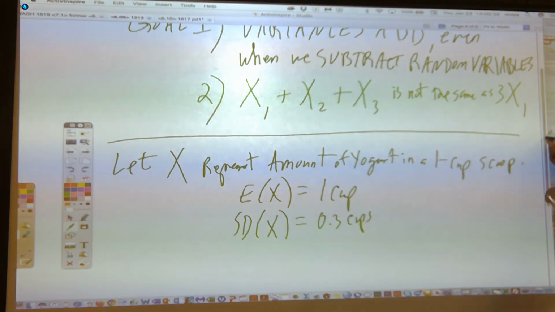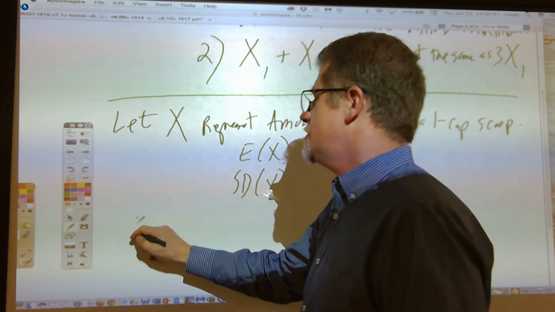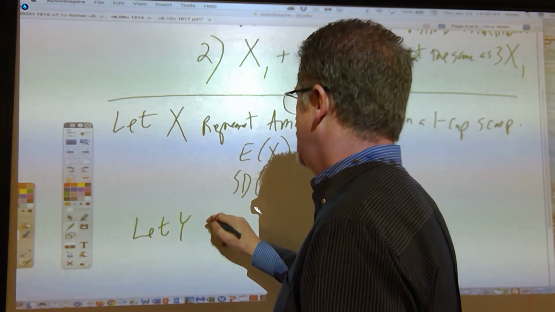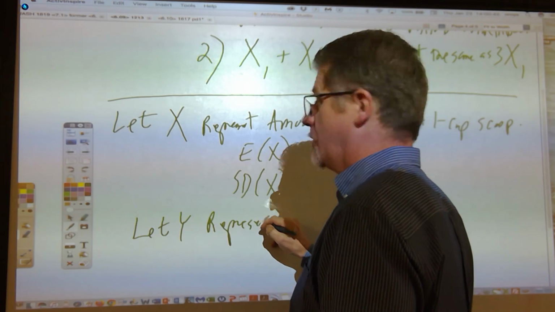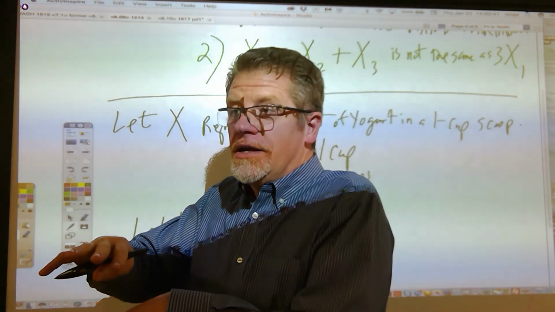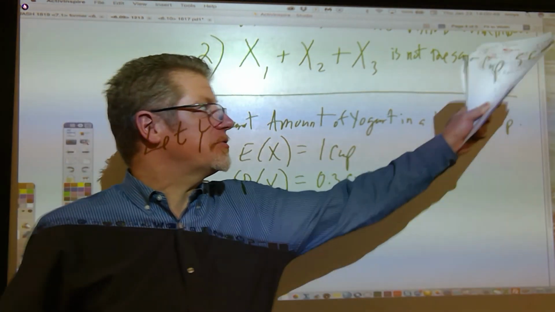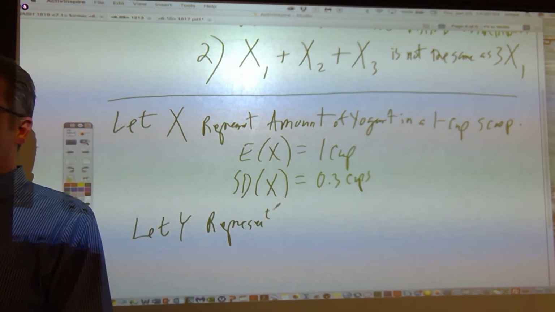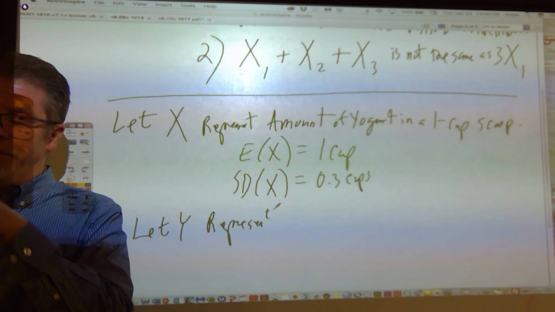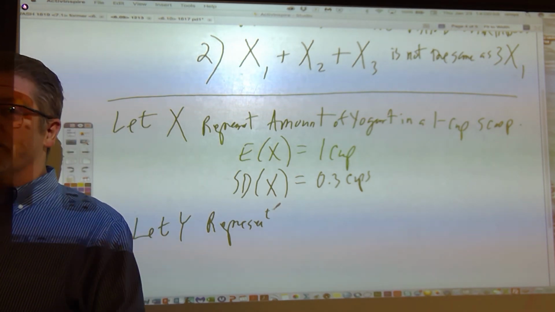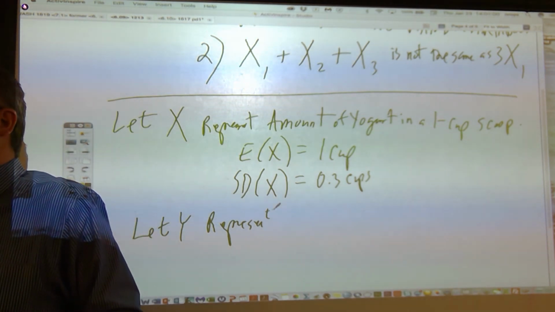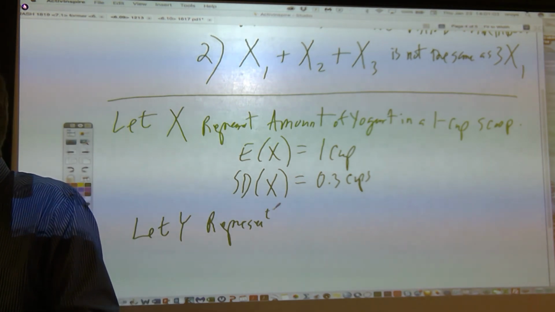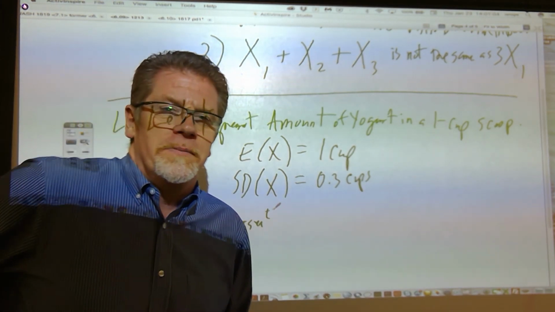Now, we're also gonna have a 1/3 cup scooper. We're going to let Y represent, and we're gonna be both adding. Well, I'll have a big bowl, so we transfer the yogurt from the container into the bowl, and we're gonna try to get a certain amount, our goal will be a certain amount, and we're gonna be adding yogurt, but we're also gonna be subtracting yogurt from the bowl, and we're gonna figure out what's going on with mean and standard deviation.